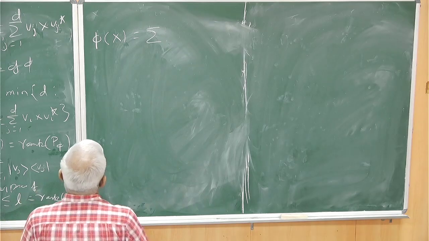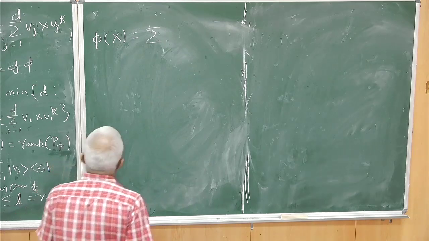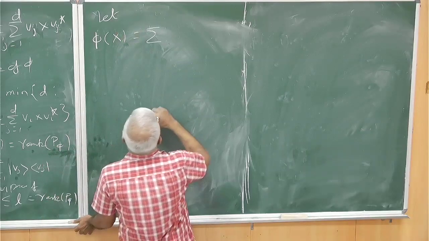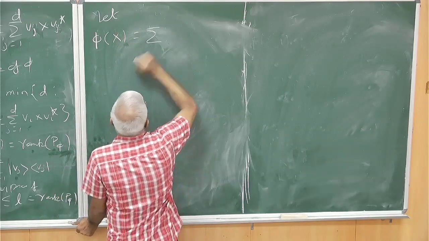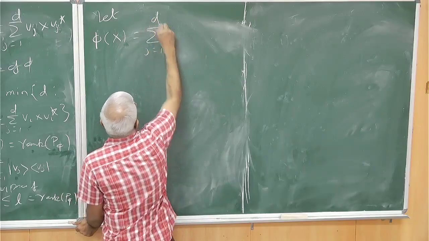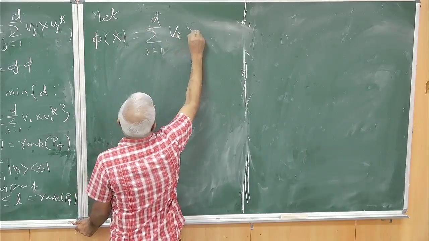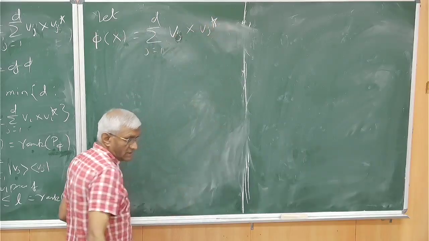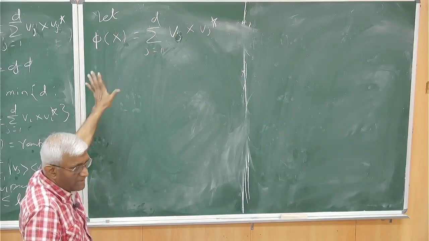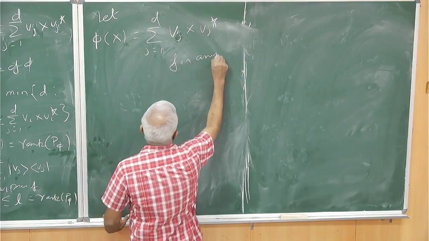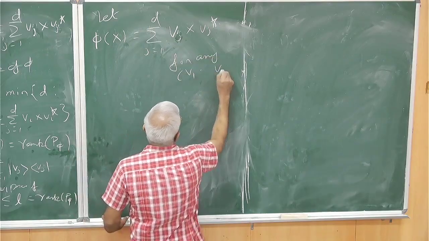Okay, now let this be some arbitrary thing: the summation j equal to 1 to d of vj x vj star. It does not come from pv. Let it be arbitrary, for some or any v1 up to vd.